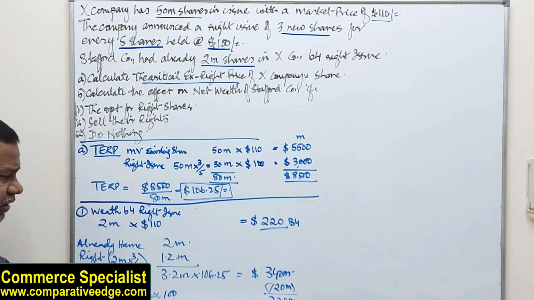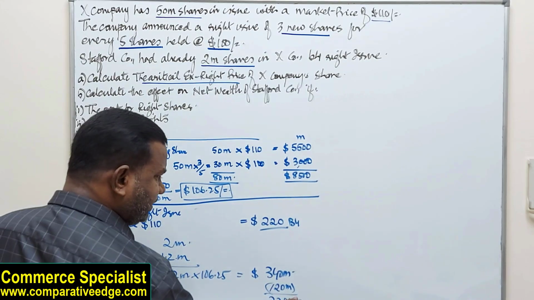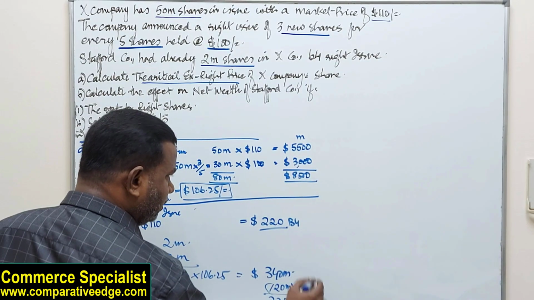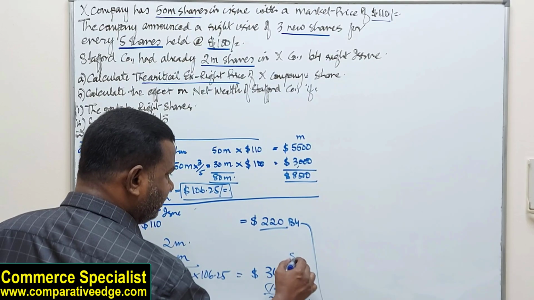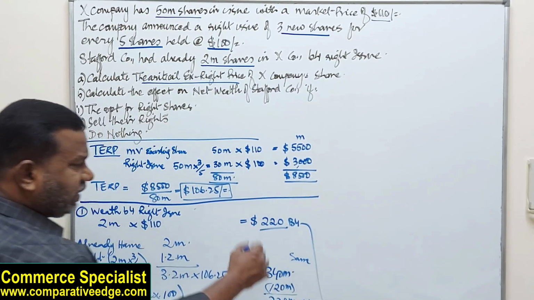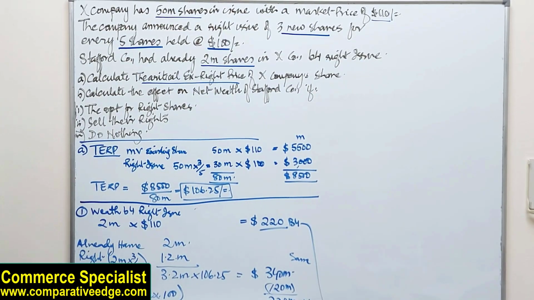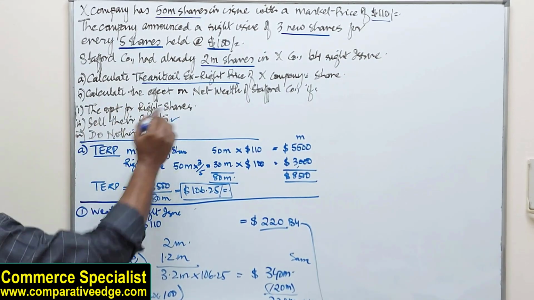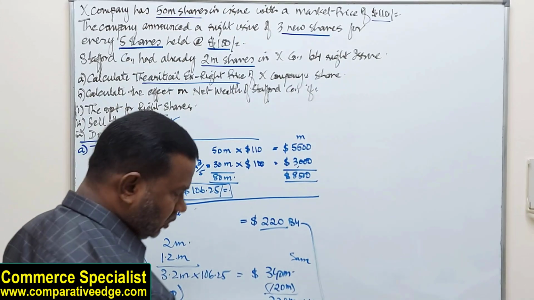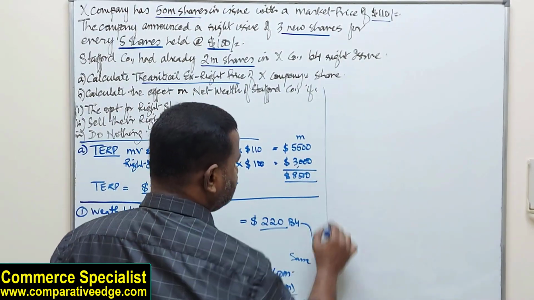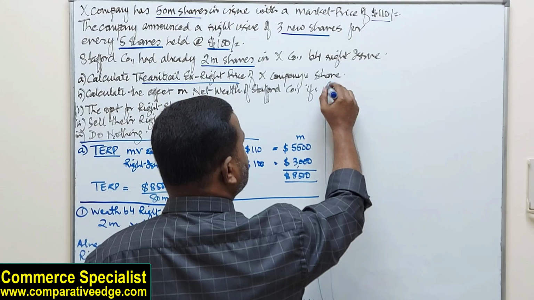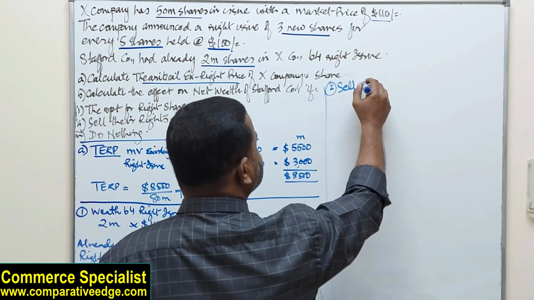So before rights shares, your total wealth is 220 million. Even if you buy rights shares, your total wealth will be the same. Before and after is the same. Your total wealth has not changed if you have opted to purchase rights shares. Number 2, it says if they sell their rights, what will happen? So I'm doing it here.